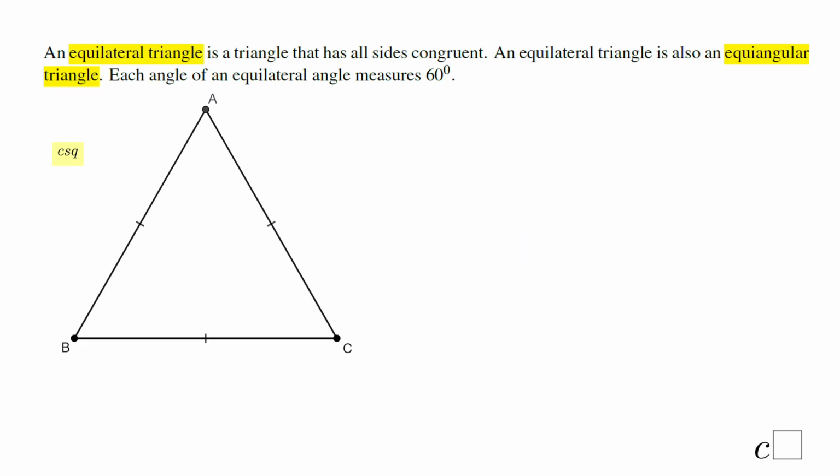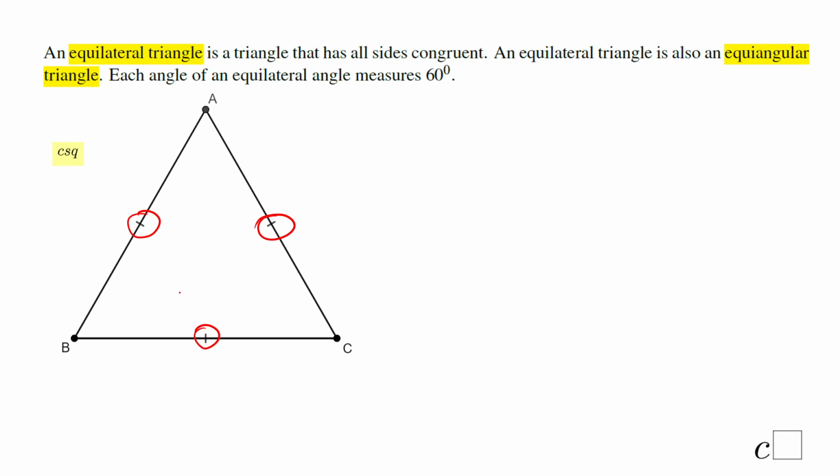Now let's move to the second part of the lesson, which is about equilateral triangles. An equilateral triangle is a triangle that has all sides congruent. And you notice that in this picture, all these three sides are congruent.